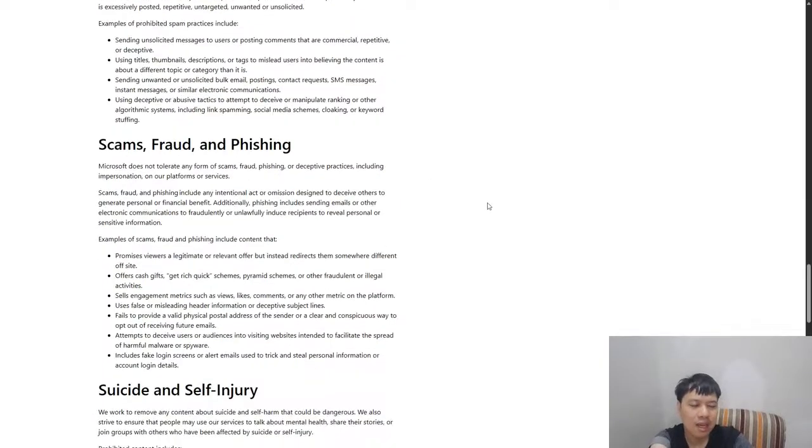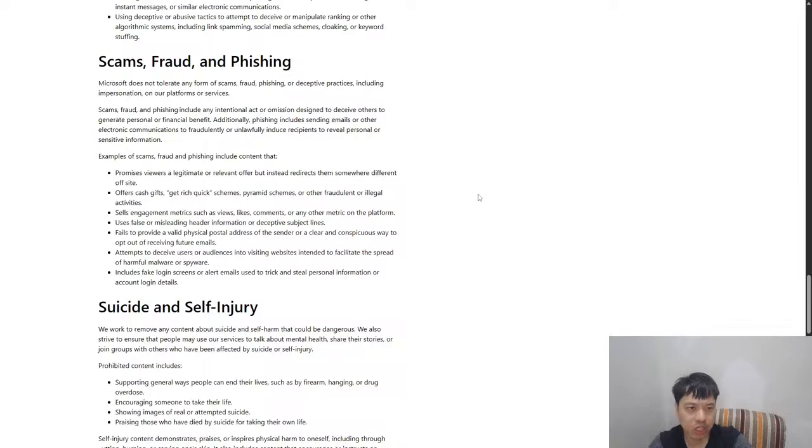Okay, scams, fraud, and phishing. Microsoft does not tolerate any form of scams, fraud, phishing, or deceptive practice.